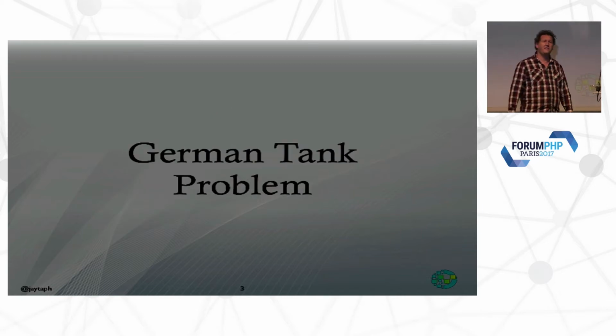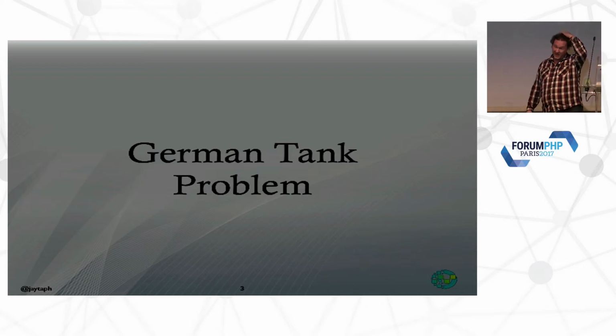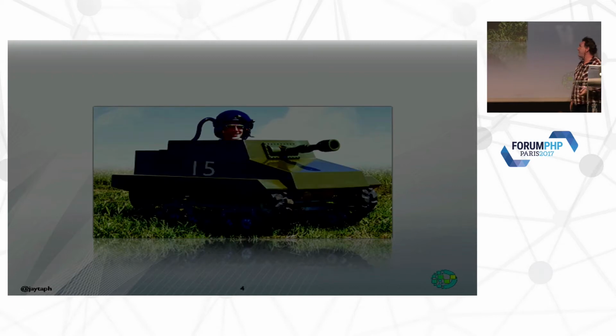Has anyone heard of that, the German tank problem? Well, the Germans had problems with tanks, obviously. The German tank problem is this. Let's say we have a German tank, something like this. And a tank like that has a serial number, one way to identify this particular tank. In this case, it's written on the tank, number 15.